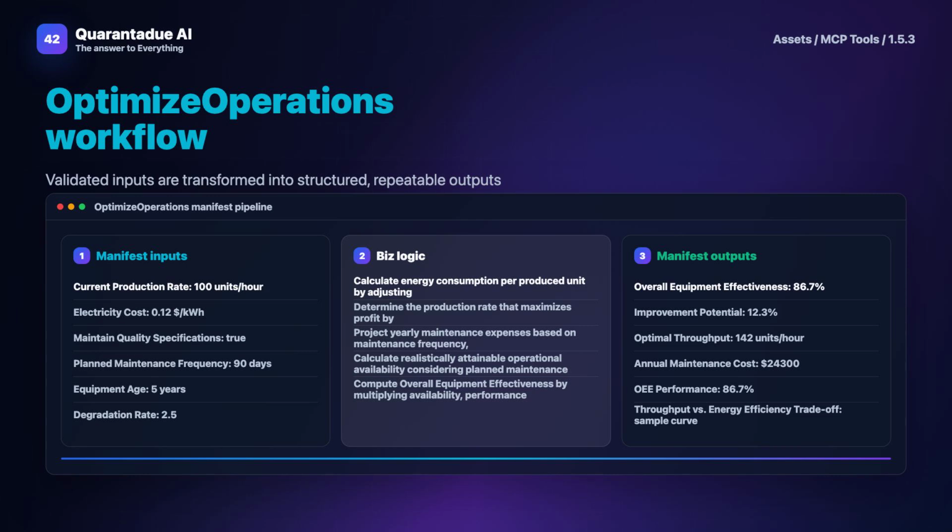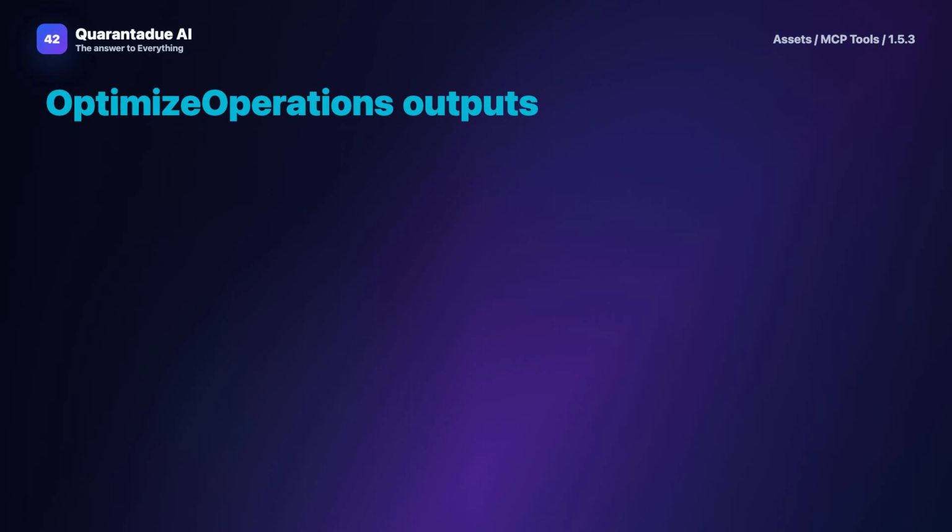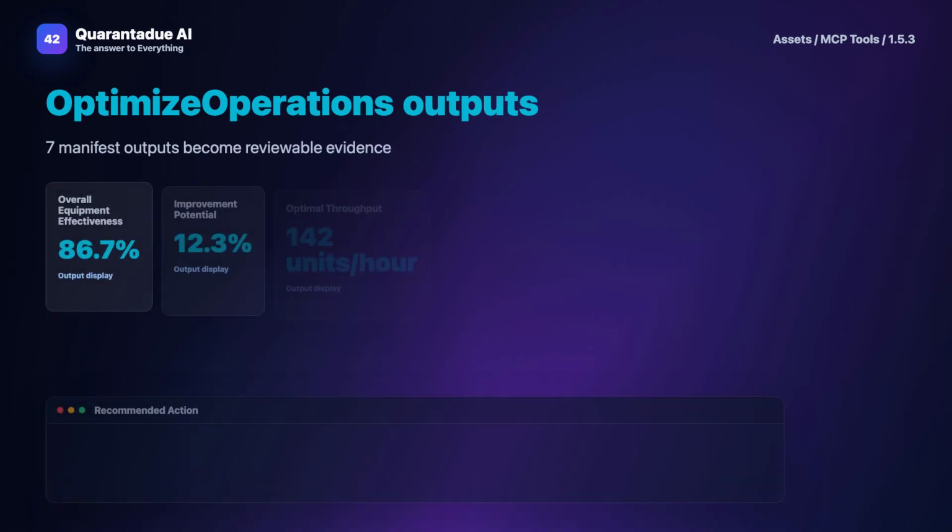Calculate realistically attainable operational availability considering planned maintenance downtime and unplanned outages based on current throughput, and compute overall equipment effectiveness by multiplying availability, performance efficiency, and quality rate. This keeps the process deterministic, reviewable, and aligned with how assets teams actually make decisions.